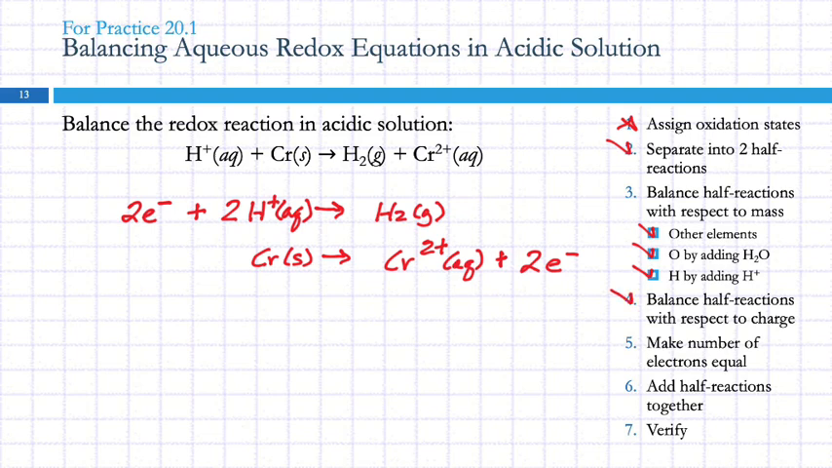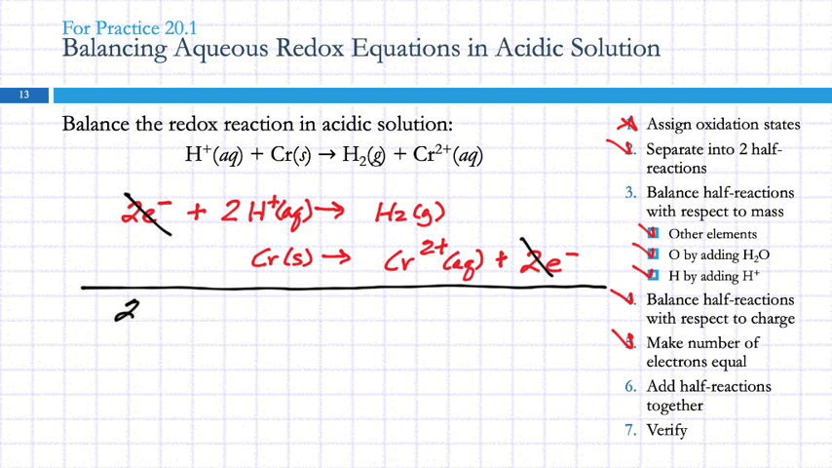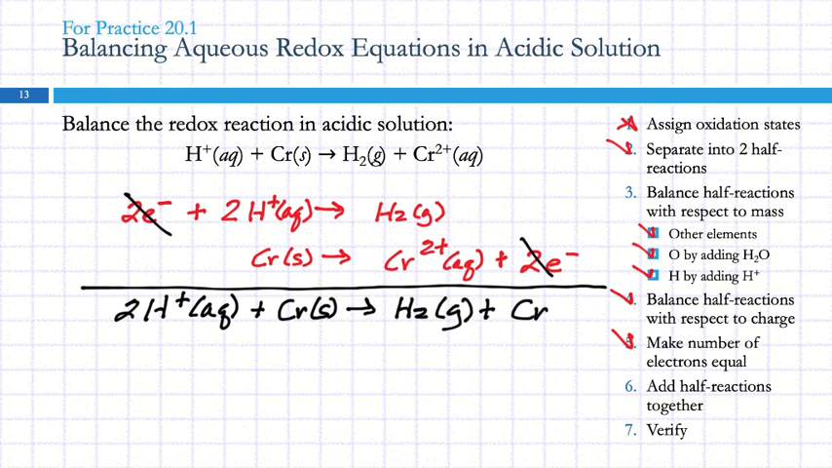So we balance for charge. Make the number of electrons equal. Well, they already are. Cool. Add them together. So the 2 electrons are going to cancel out. We're going to end up with 2H plus aqueous plus Cr solid goes to H2 gas plus Cr2 plus aqueous.